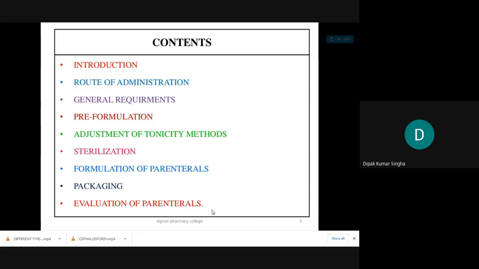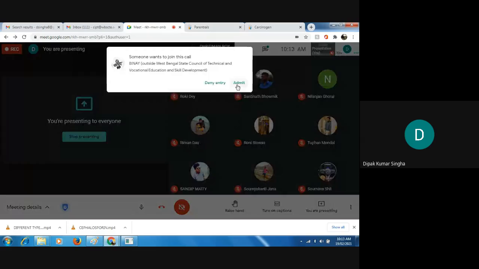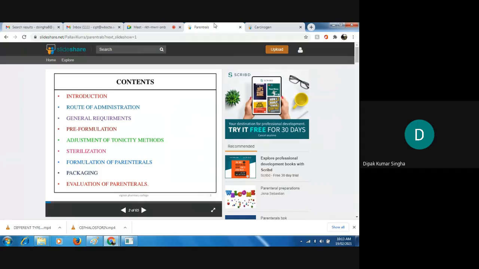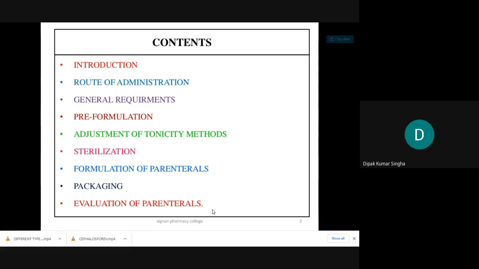How it will be prepared, how to manufacture parenteral preparations, what the precautions are, and how they will be sterilized, especially for the different subjects in the preparation of this formulation, and how to correlate between these different subjects. Today we discuss it in that manner. So please listen carefully.